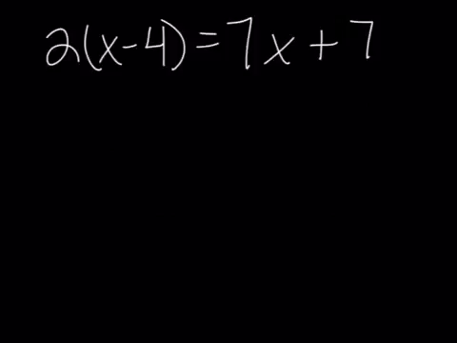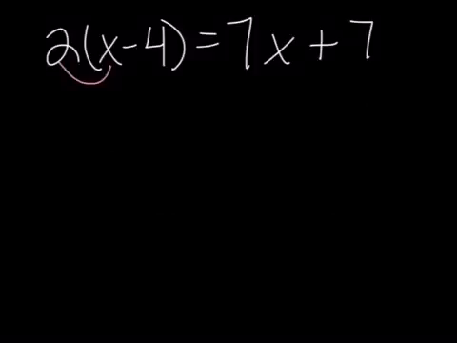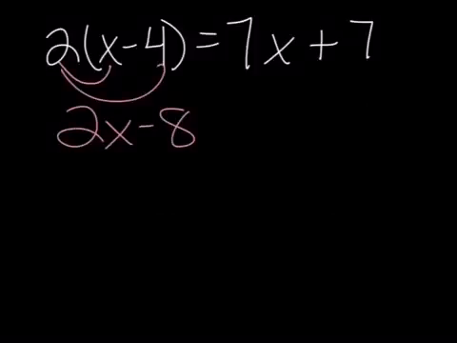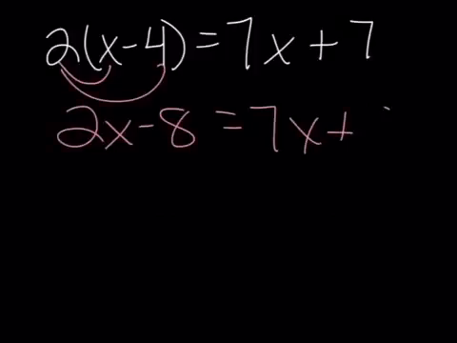Alright, so I did say this is the intermediate level, so let's take a look at some harder equations. This time, I need to get rid of my parentheses by using the distributive property, which we learned earlier in the year. So 2 times x gives me 2x, and 2 times negative 4 gives me negative 8. And then I'm going to copy down what's on the right-hand side of the equal sign.